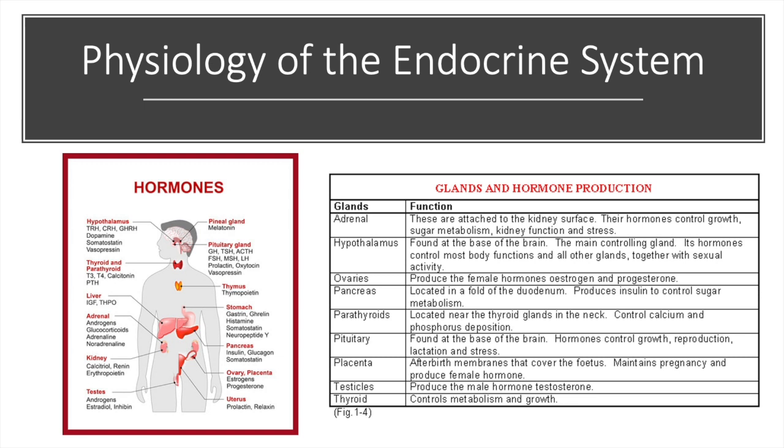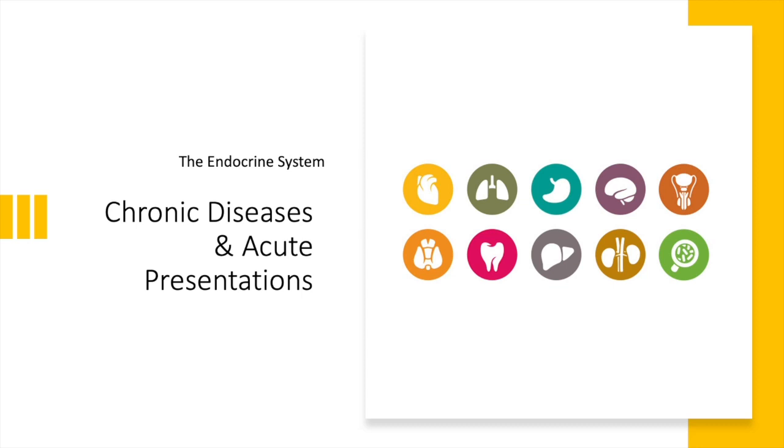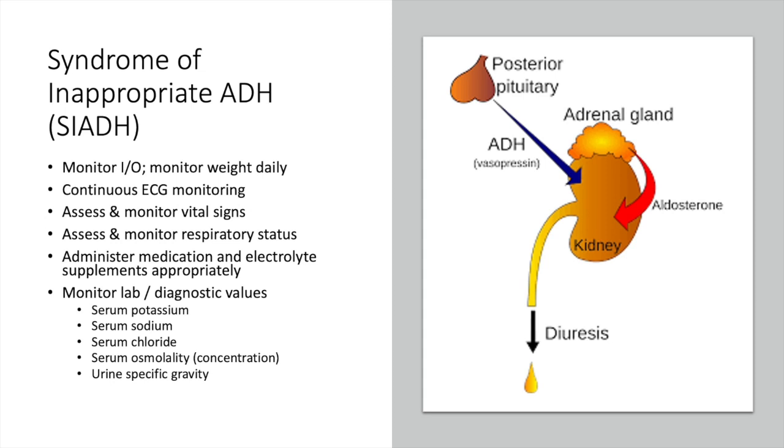And you'll see as we progress into the chronic diseases and acute presentations how when these hormones are absent, in excess, or out of balance, they create some significant complications with different types of chronic diseases, and in some instances, emergencies. The first of which is SIADH.